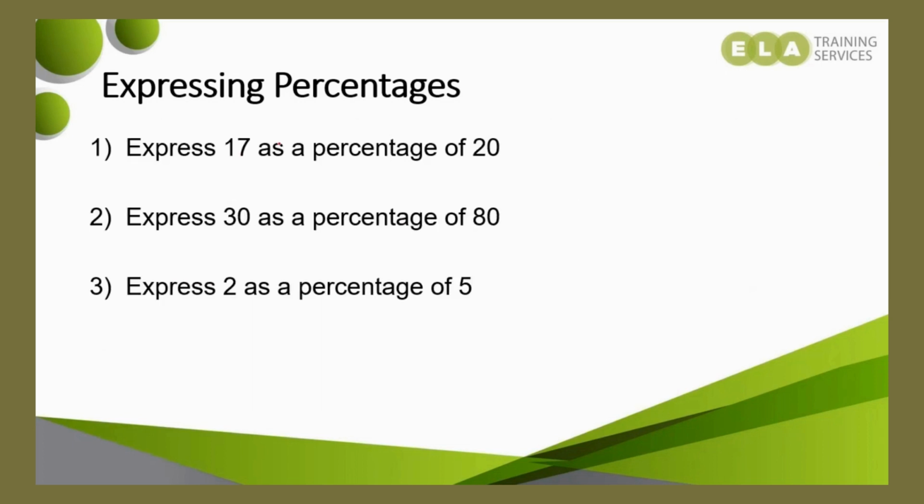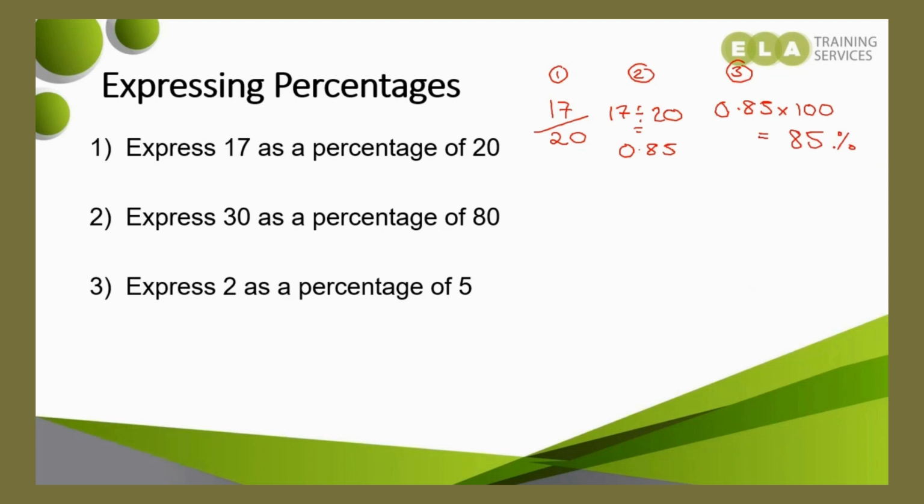We're going to express 17 as a percentage of 20. So we do 17 over 20, step 1. Step 2, we do 17 divided by 20, which I'm now going to input into the calculator. So 17 divided by 20 is 0.85, and then we're left with our decimal. So then to get our percentage, we do 0.85 times 100, which leaves us with 85%. And that is our answer.